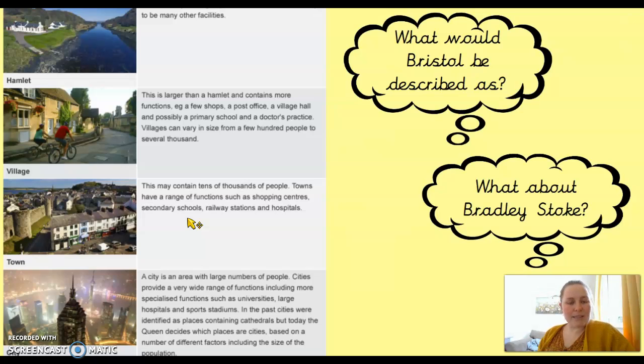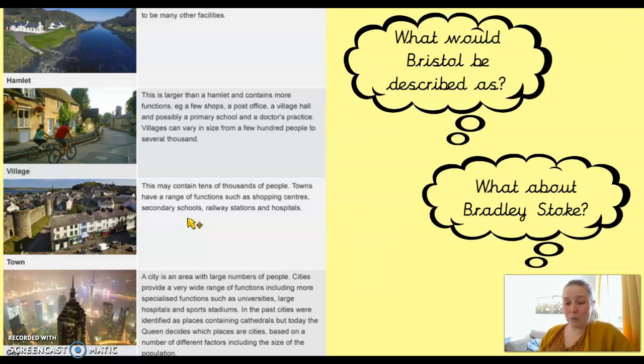Now, thinking about these different settlements and the different sizes of them, hamlet, village, town and city, have a think. What would Bristol be described as, and what would Bradley Stoke be described as? Okay, so Bristol is a city. It has a cathedral, it has universities, it has sports stadiums, it has hospitals. Bradley Stoke is a town. So it's got lots of houses, lots of people, but we've also got schools, primary and secondary schools. We've got shops and we've got doctors and things like that. So it would be considered a town.